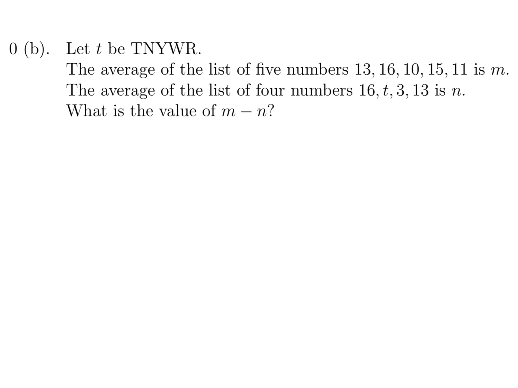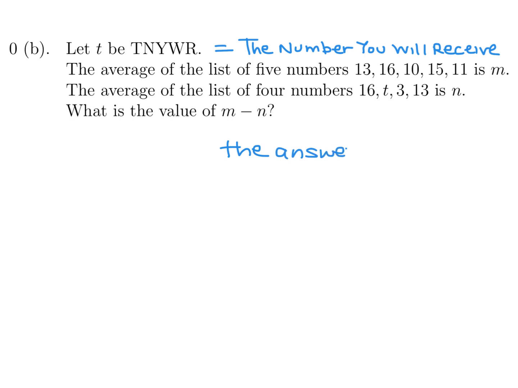Let T be TNYWR. Now, TNYWR is an acronym for the number you will receive. And in these math contests, what it really means is the answer to the previous part. And if you remember the previous part, I had an answer of 4. So that means T is equal to 4.